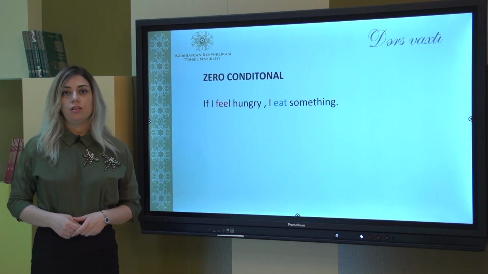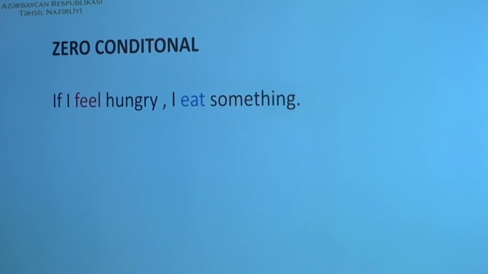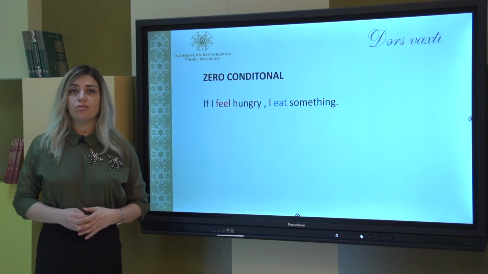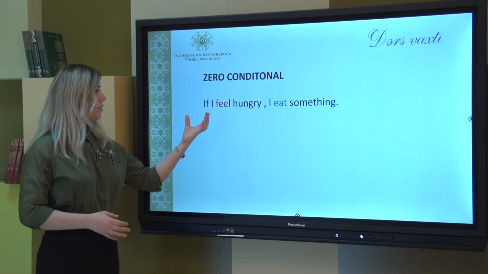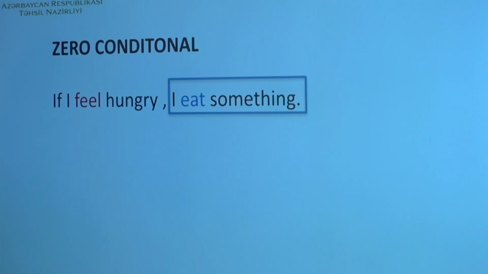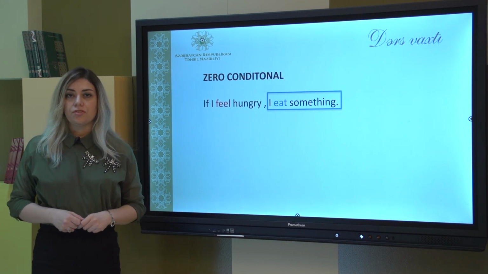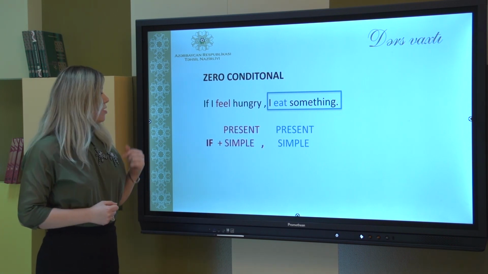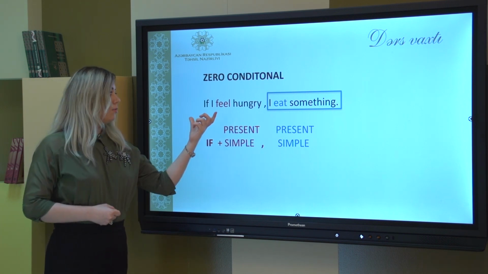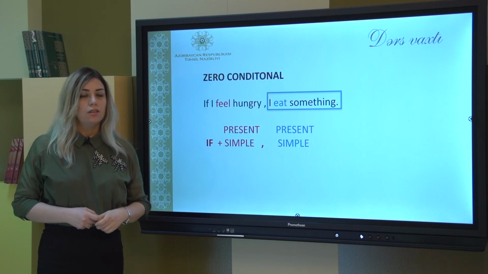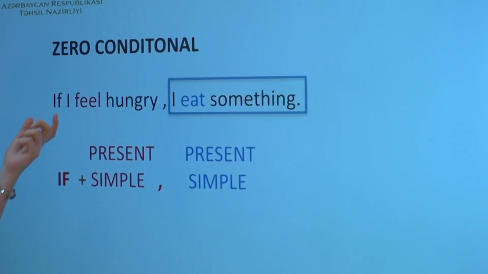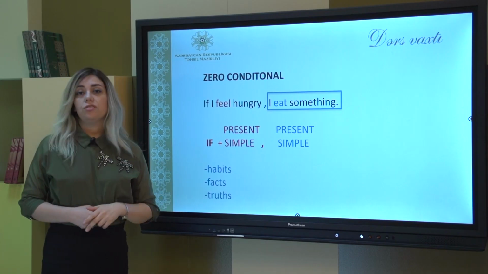If I feel hungry, I eat something. Zero conditional is also called factual conditional because it talks about facts. So as a fact, if I feel hungry, this is what I do. If I feel hungry, I eat something. The structure is very easy in zero conditional because we use present simple in both the if clause and the main clause. The verbs will be in present simple: feel, eat. So it's easy to remember the structure, right? We use zero conditional for habits, also for facts, and for the truth.